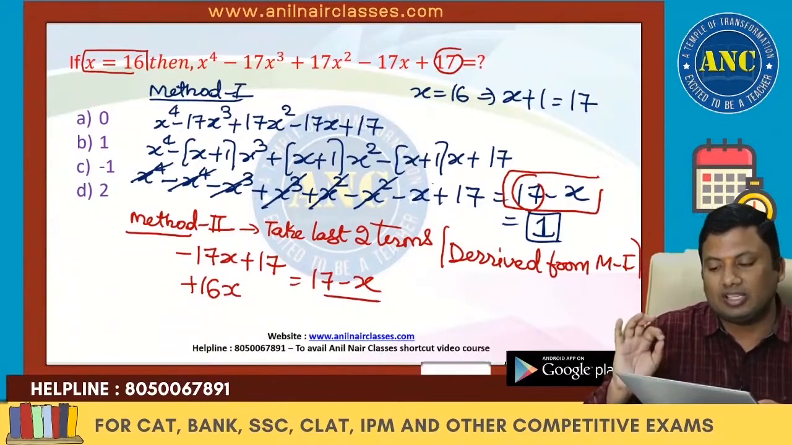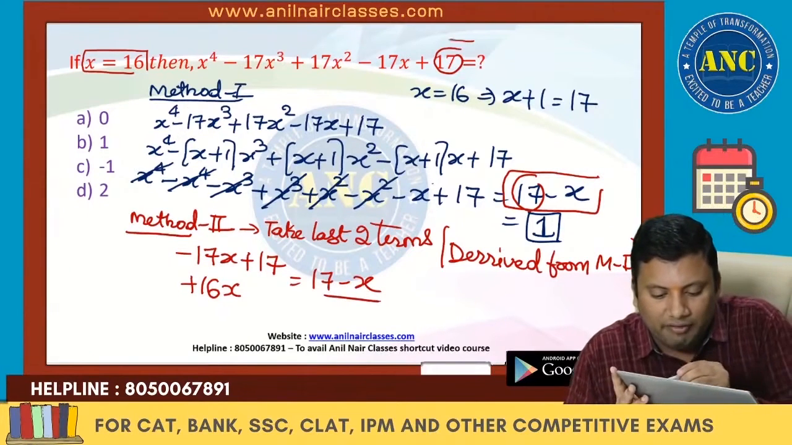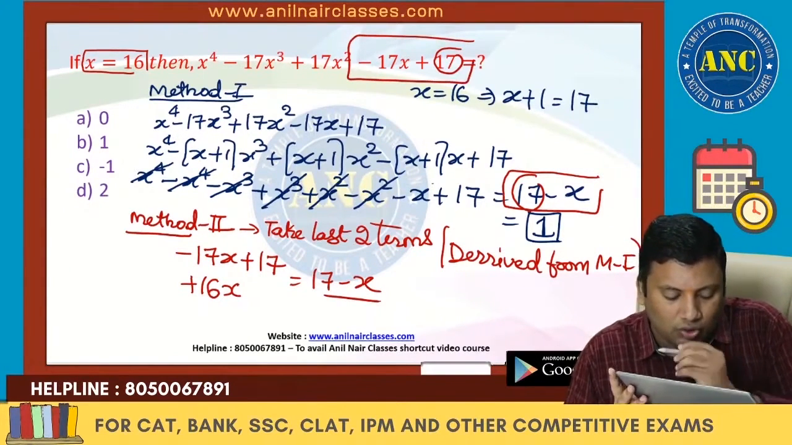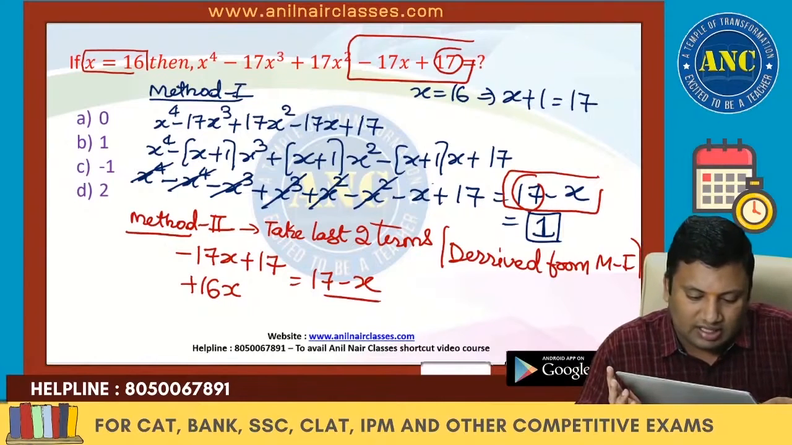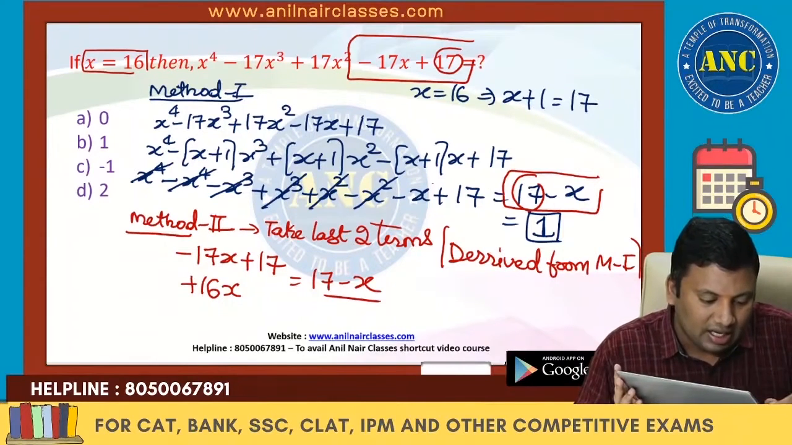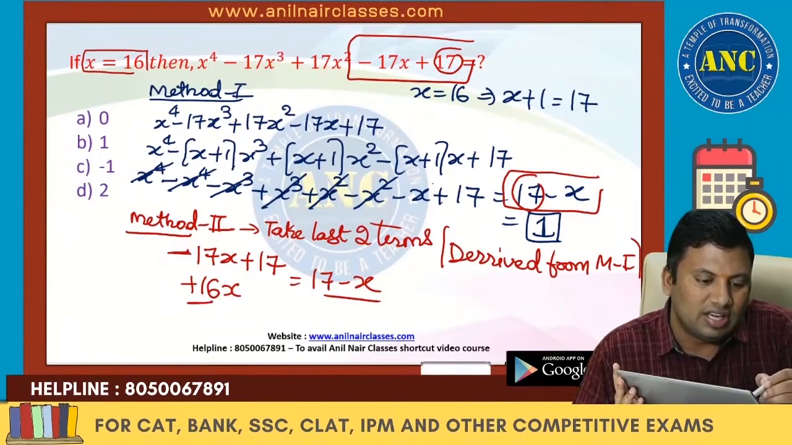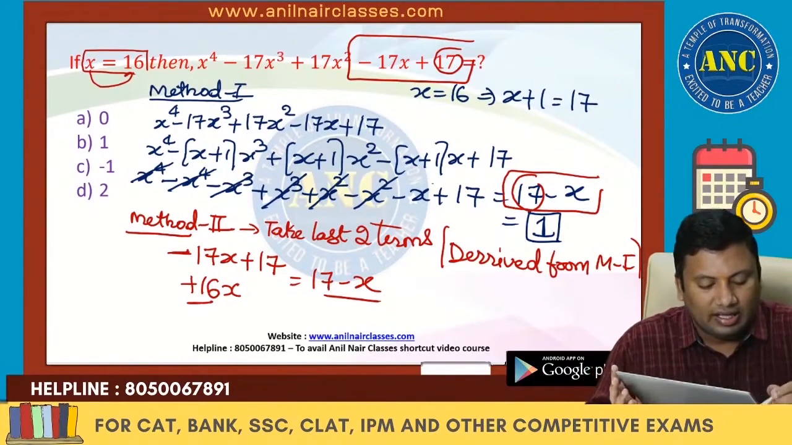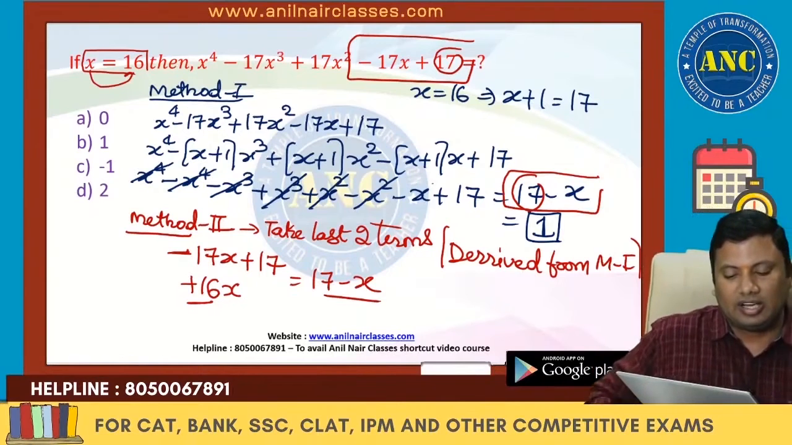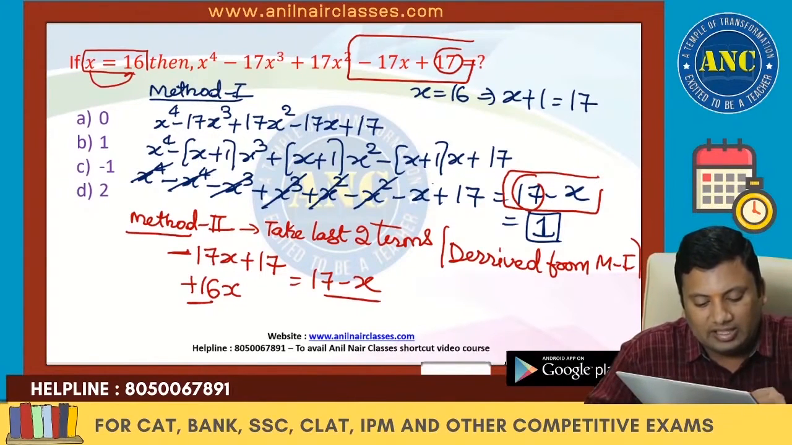That means in these kinds of questions, only focus on the last two terms. Last two terms are 17 minus 17x. If this is minus, add the value which is equated with x. It is nothing but plus 16x. 17 minus x we got.